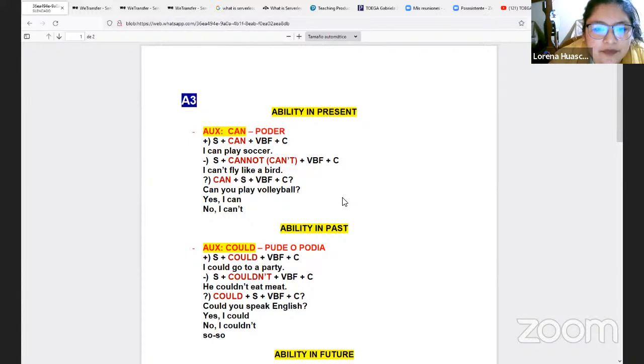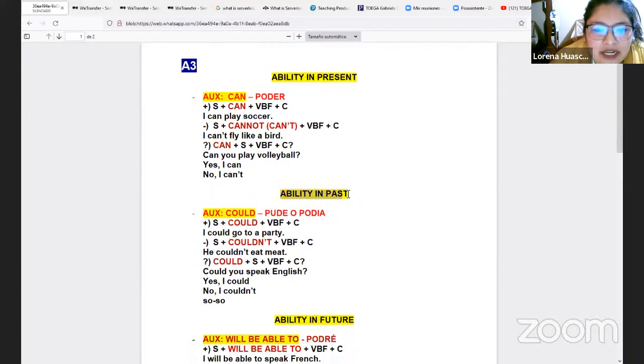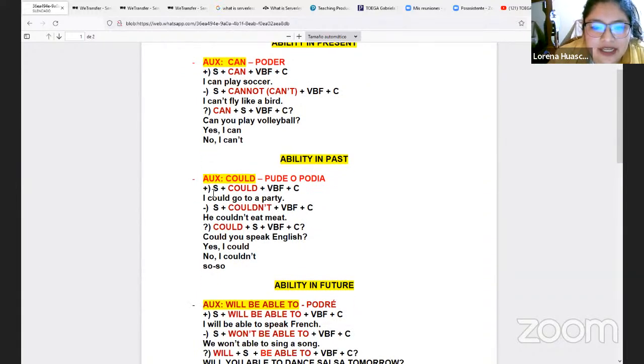Okay, so now after this, we have the past. How can I express an ability in past? For example, if I want to talk about an ability that I had in the past, I use could, pude o podía. For example, I will have the subject, could, this is my auxiliary of past, past of can, could, the verb in base form and the complement. I could go to a party. Okay, that is an ability that I have.